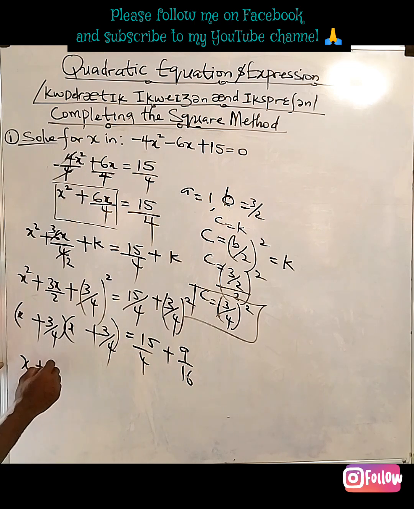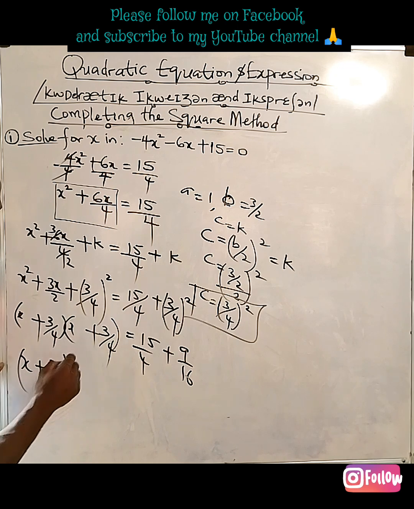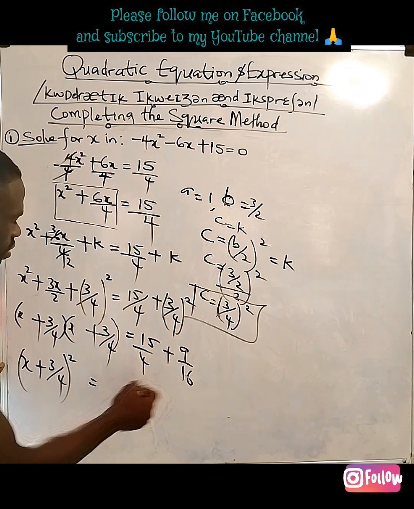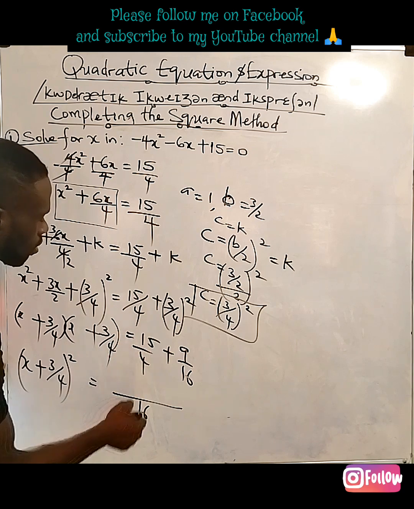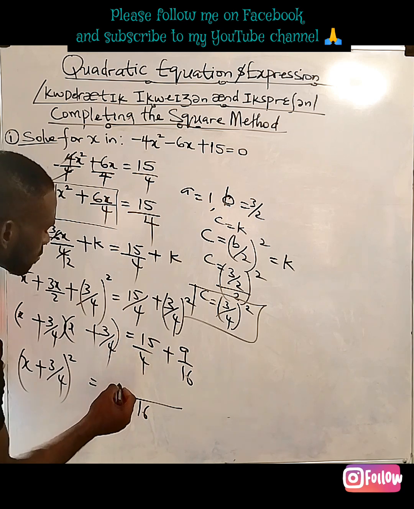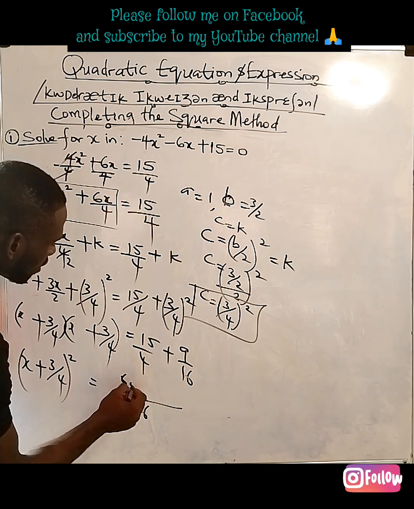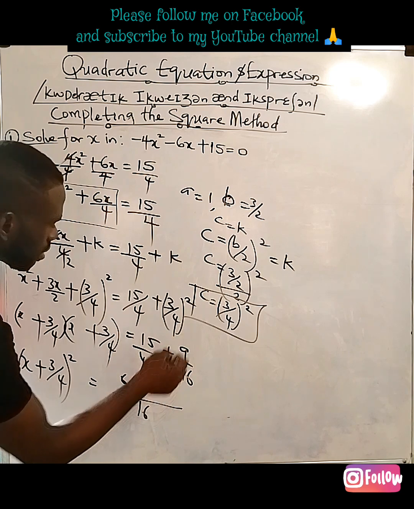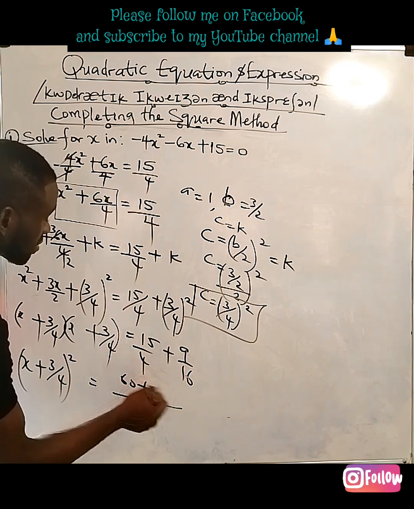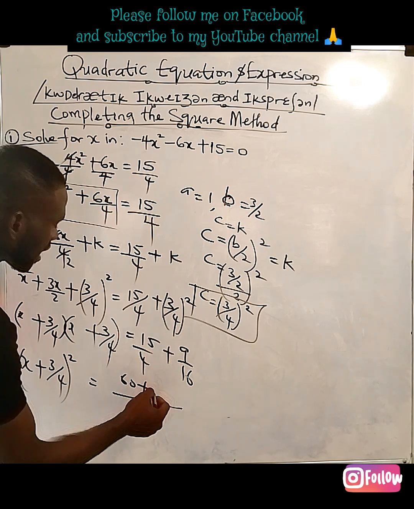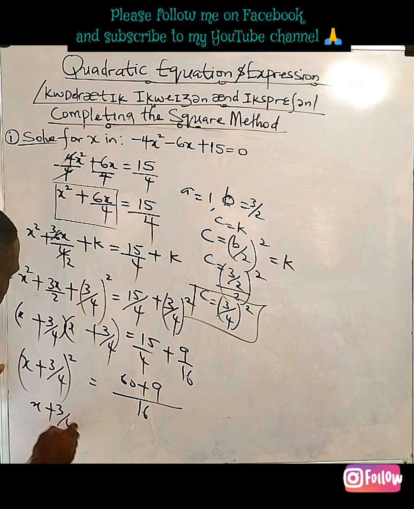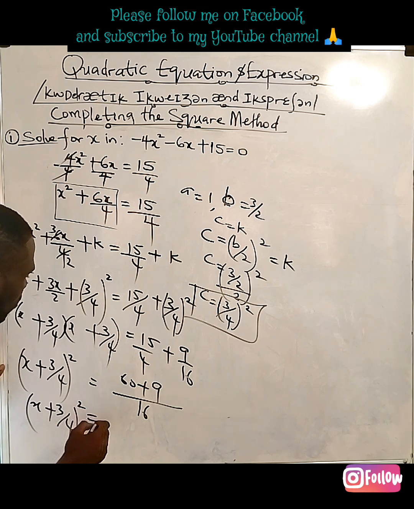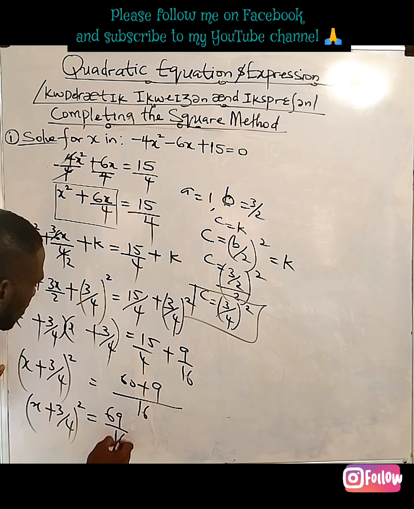So here we're going to pick 1. That's x plus 3 over 4 raised to power 2 equals to, LCM of 4 and 16 is 16. 16 times 15 over 4: 4 over 16 is 4, 4 times 15 is 60. 16 times 9 over 16: we divide 16 by 16, that is 9. We have that already set out. So what do we have? We have x plus 3 over 4 raised to power 2 equals to 69 over 16.